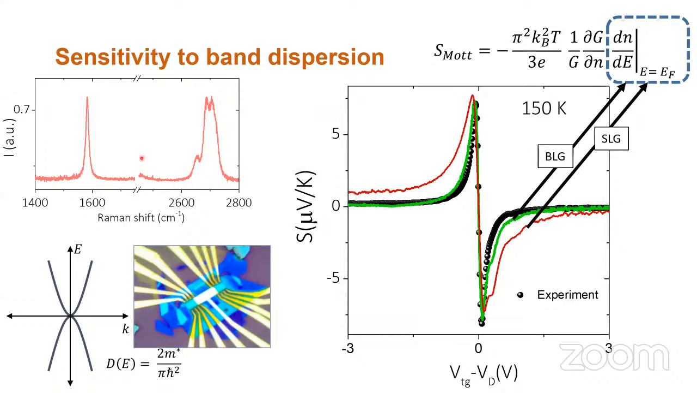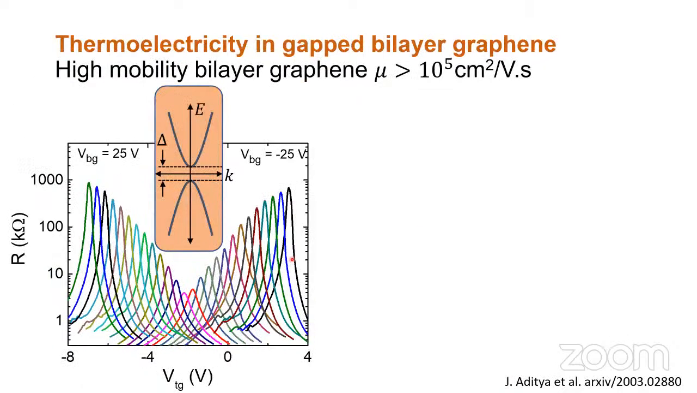You can see this was for a bilayer graphene sample. If I use the bilayer density of states, you can see the green one explains the data quite nicely. But if, instead of bilayer, you take the single layer graphene band structure, you cannot explain the experimentally observed thermopower anymore. Okay. Now, Aditya did some really neat experiments on understanding what happens with thermoelectricity in gapped bilayer graphene, and this is where the sensitivity of thermoelectricity to underlying electronic structure can be illustrated.